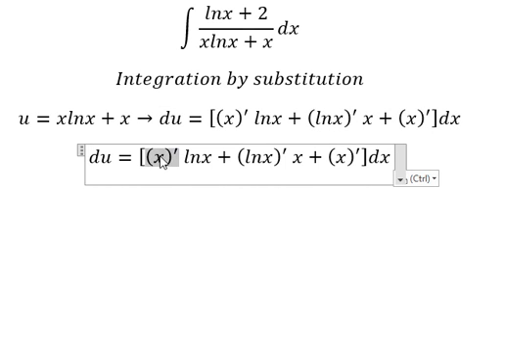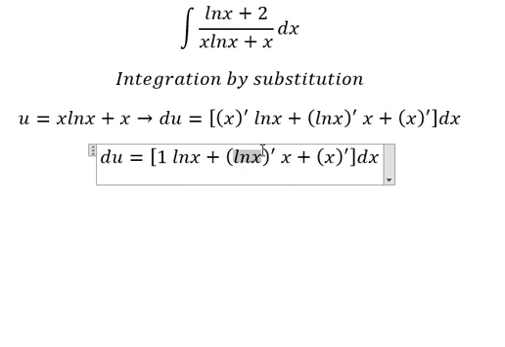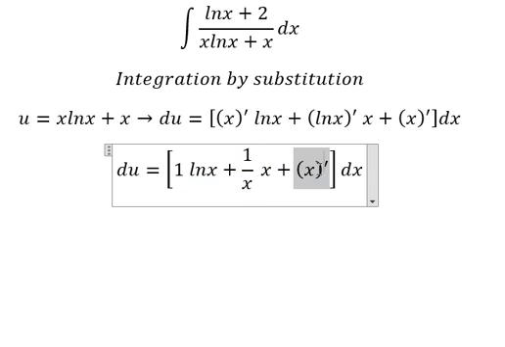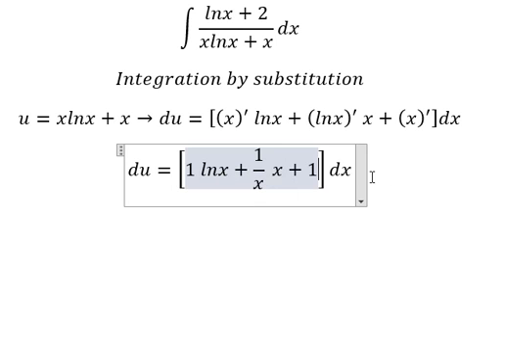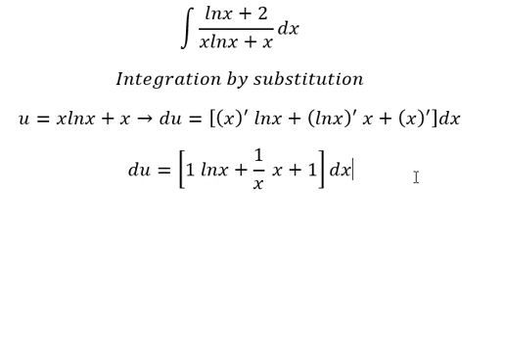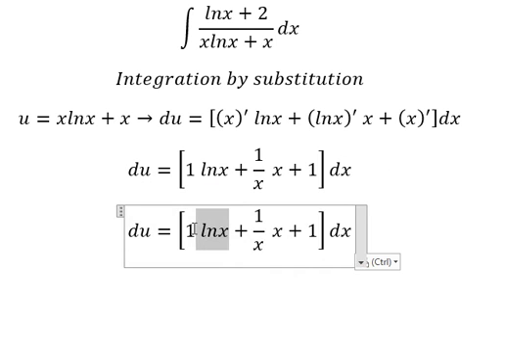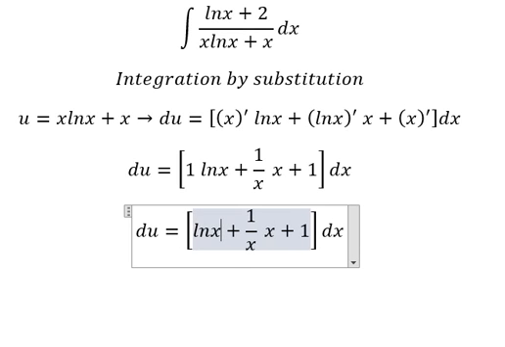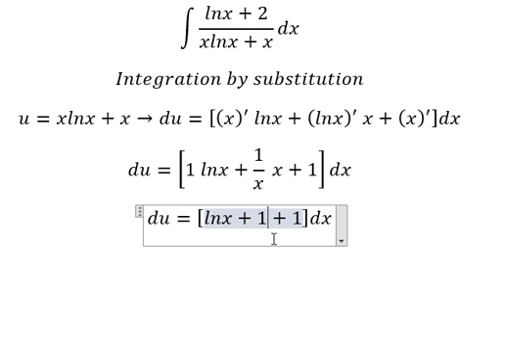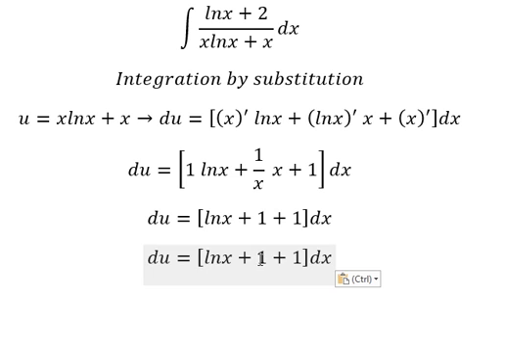First derivative of x, we have number 1. First derivative of ln x, we have 1 over x. First derivative of x, we have 1. This one we have ln x. This one we have number 1. 1 plus 1 is 2.